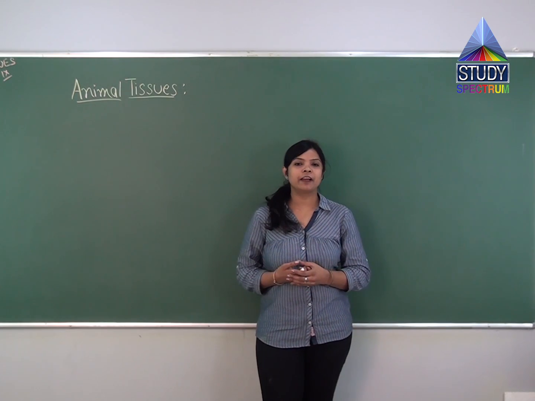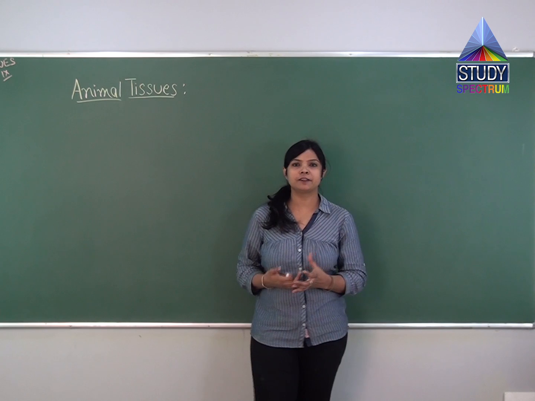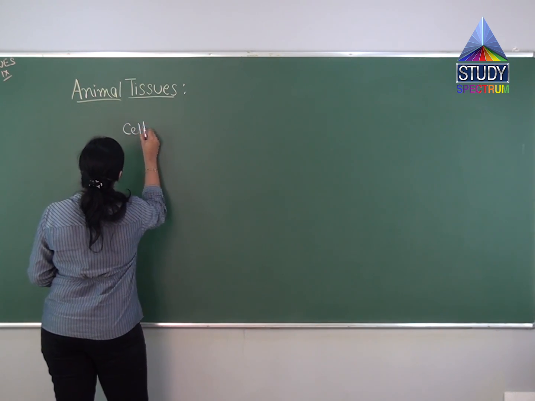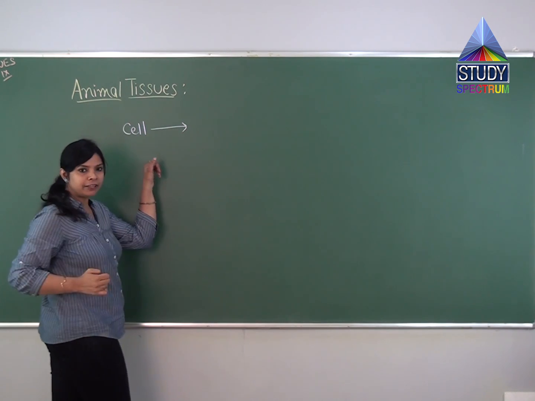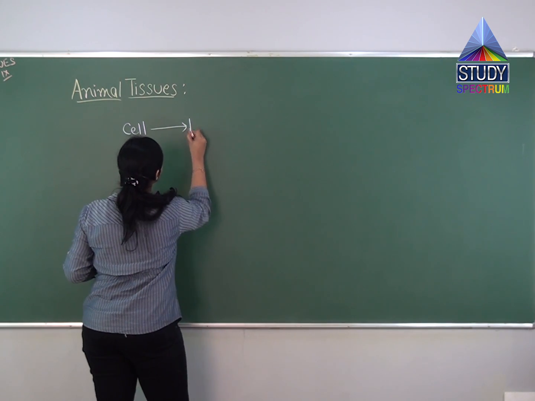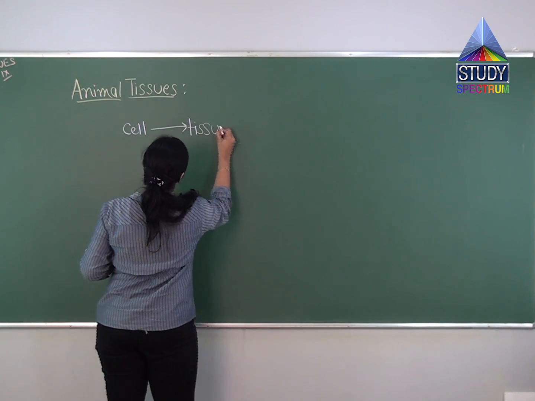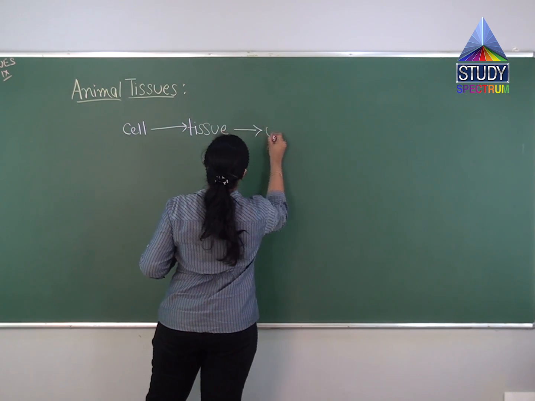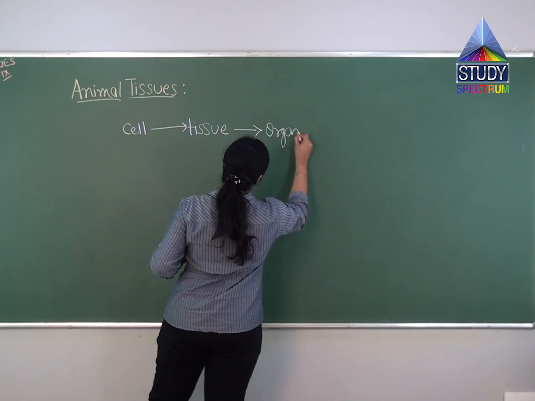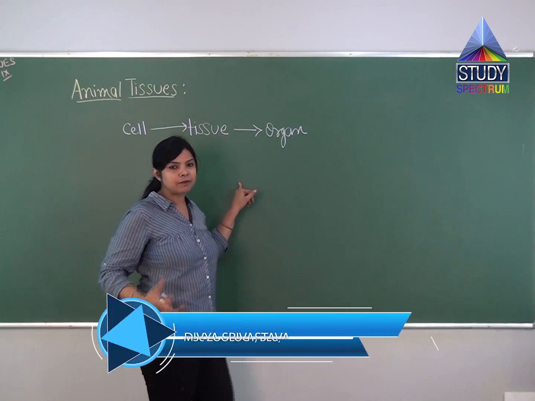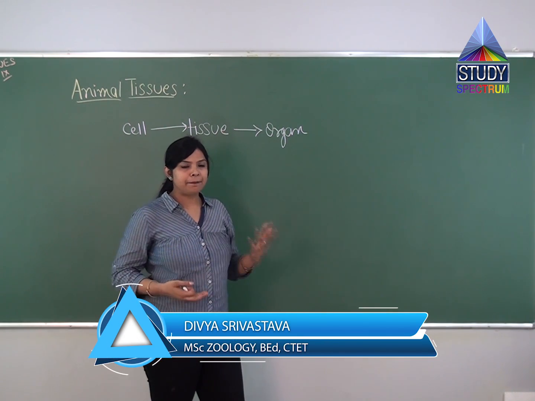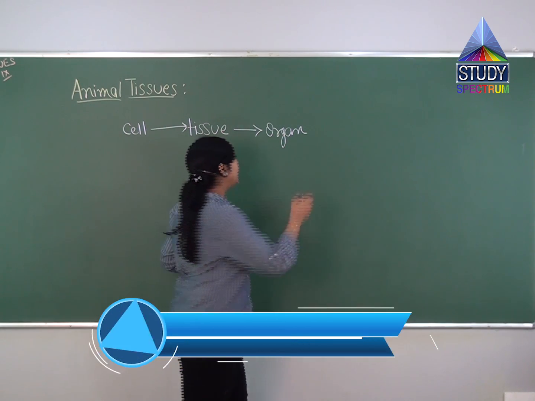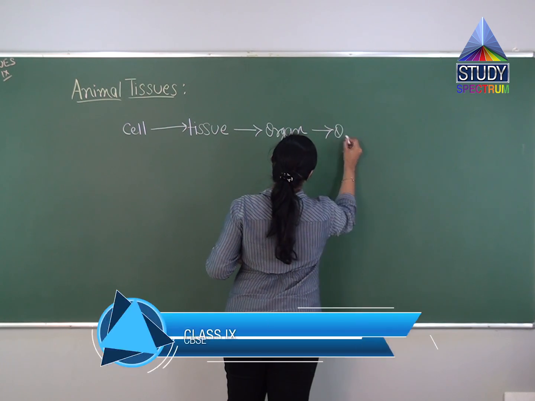So students, as we have seen, we need a cellular level of organization. So what is this? This is a cell. These cells will group together and form the tissue. Again these tissues will form the organ. As you know, there are a lot of organs present in our body, like liver, pancreas, stomach. Again these organs will group together and form the organ system.